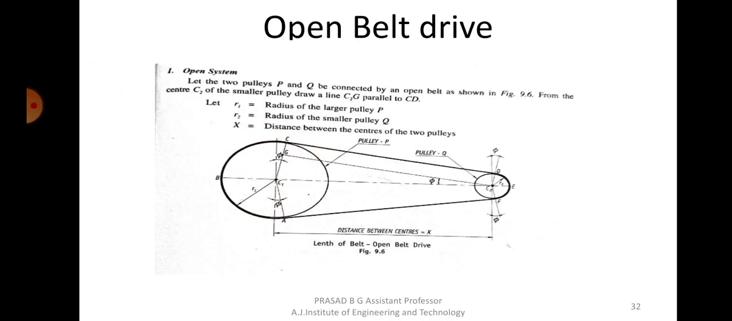Every rotation when the belt passes through that, there will be alternately stretching on one side and contraction on the other side, right? One side will become tight, that is stretching force will be there, and one time it will become loose. This alternate stretching and contraction will result in creep.